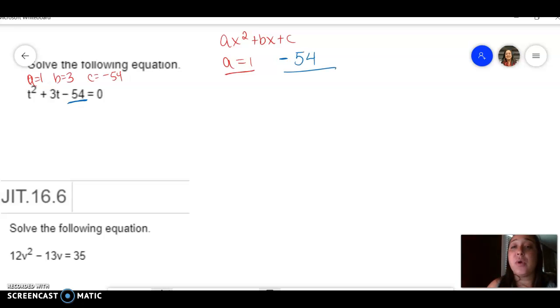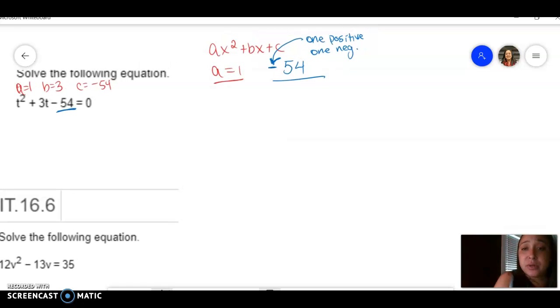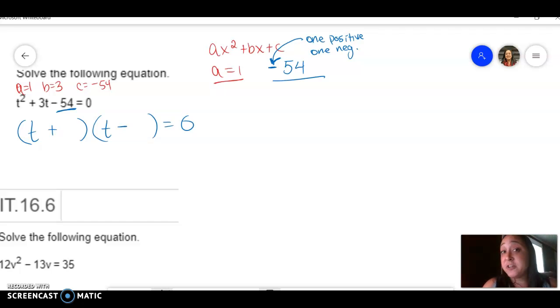So I know something right now before I go any further. Because that's negative right there, I know that I'm going to have one positive factor and one negative factor. We'll talk in a minute about how to figure out which factor is which. But right now, because that last term is negative, when I get it into factored form, I'm going to have a t first, then a plus something, and a minus something. I'm going to have a positive term and a negative term.